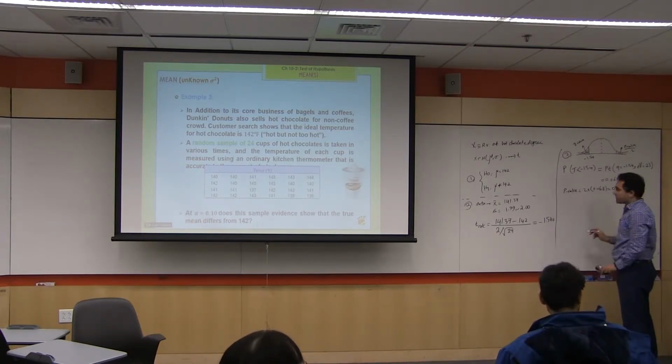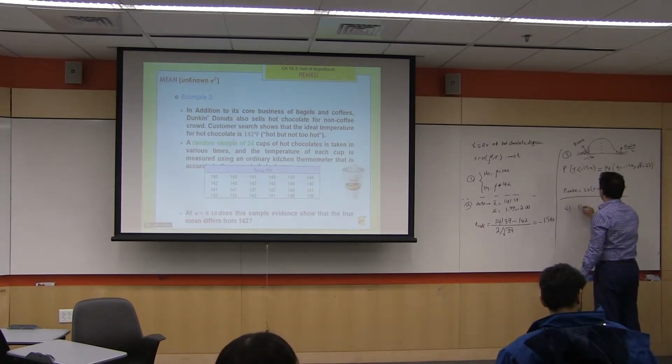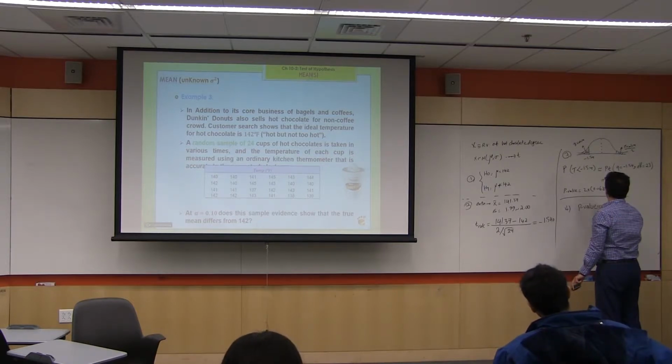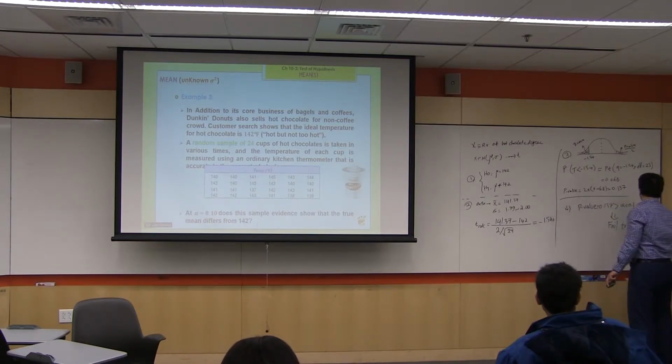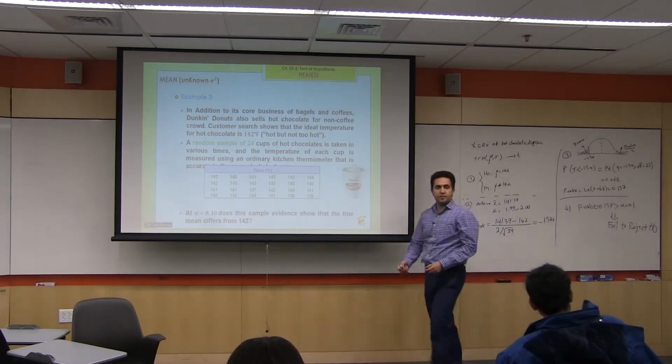0.137. Okay. So I make the decision. The p-value, which is 0.137, is more than alpha of 0.1. Then I fail to reject the test. Does it make sense?